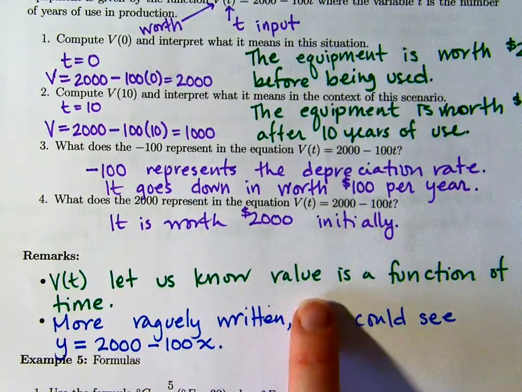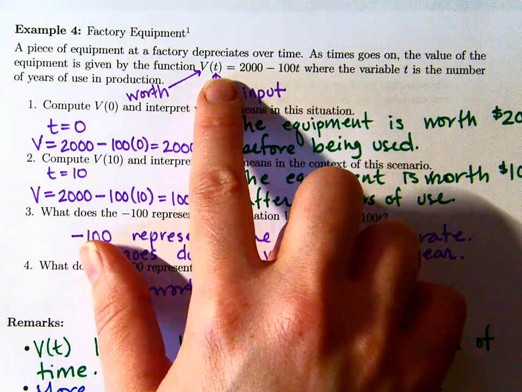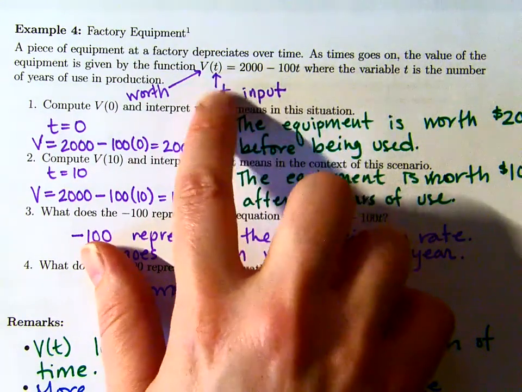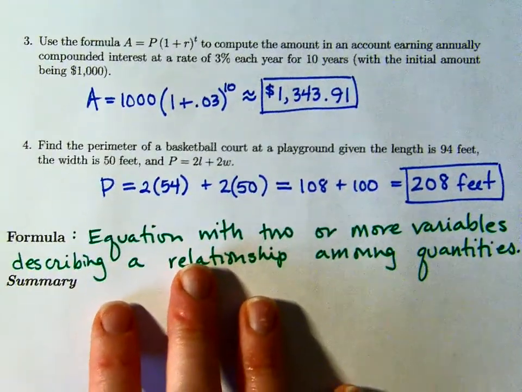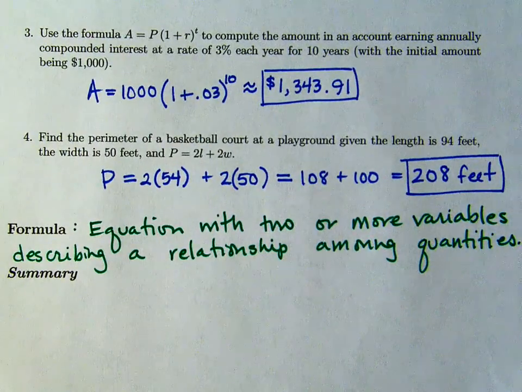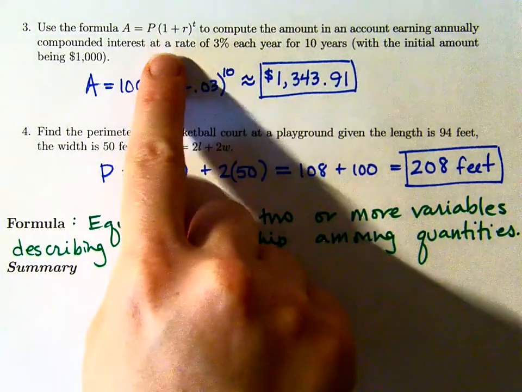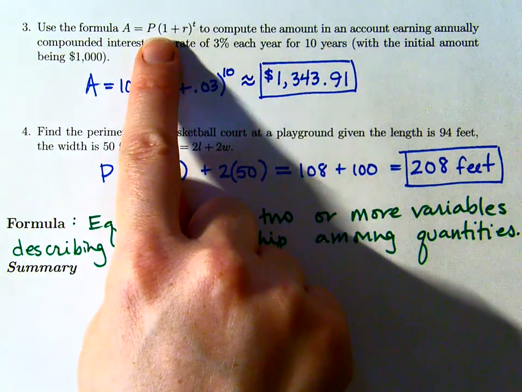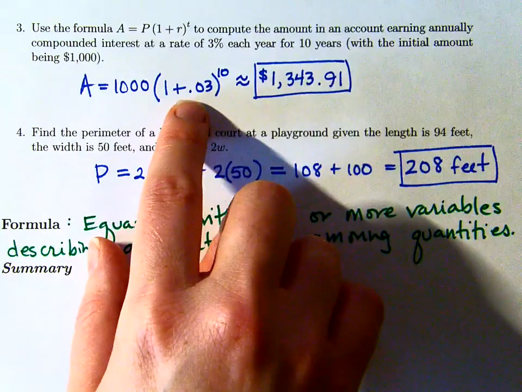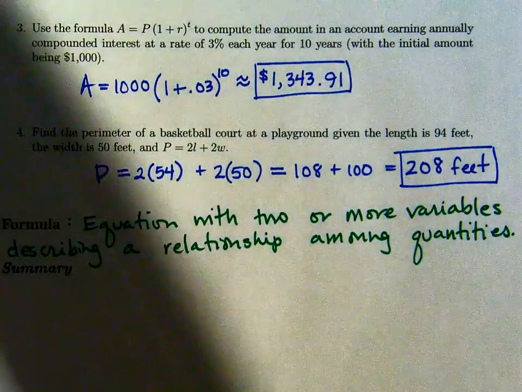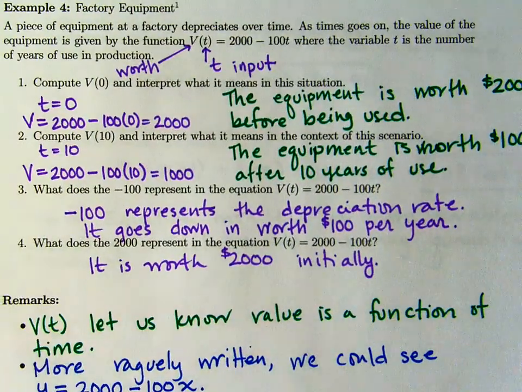V of t let us know value is a function of the time here. So it was really specific. My input was t and my output is the worth of the equipment. Nonetheless, we have functions, we have formulas, and we use them all. A lot of times what we're really clear about is our communication. In this particular case, we had more than one input, not just one input. But sometimes we can communicate when there's just one input and just one output, and we use function notation to do so.